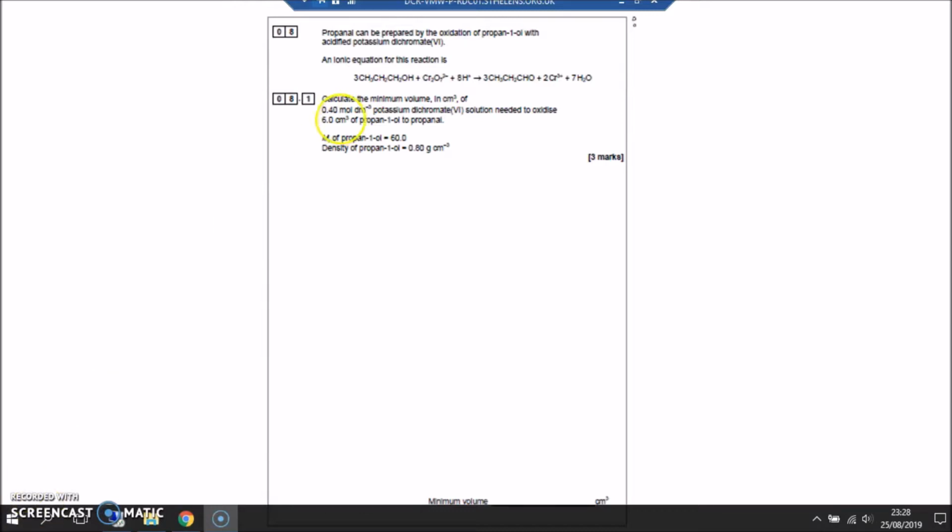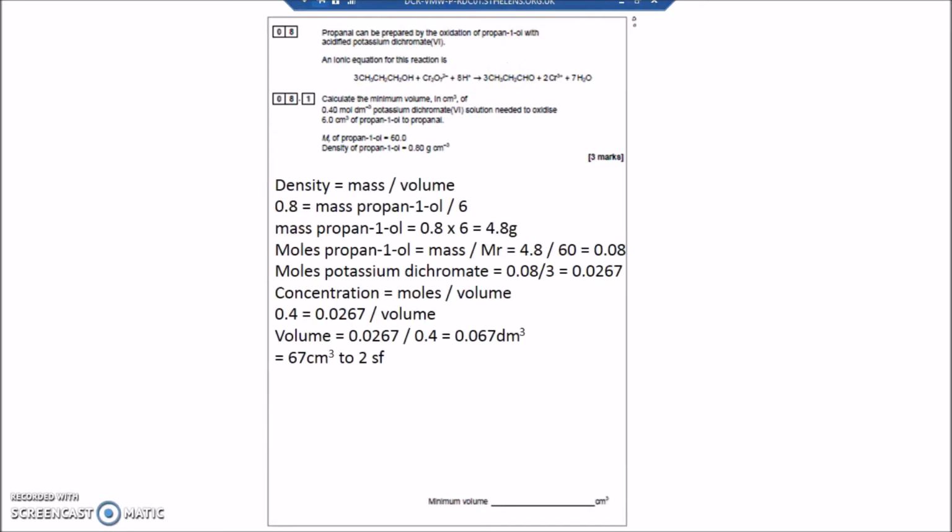So first of all, if you're given density, density is mass over volume, so that's the only equation with density in it, so you must have a volume of propan-1-ol, and we do. So we've got a density and a volume of propan-1-ol. We've got a density of 0.80 gram per centimetre cubed, 0.8, equals the mass of propan-1-ol divided by its volume, which is 6 centimetre cubed.